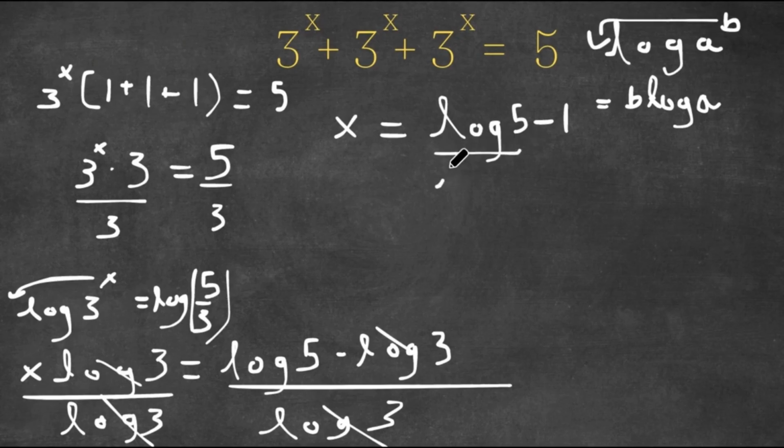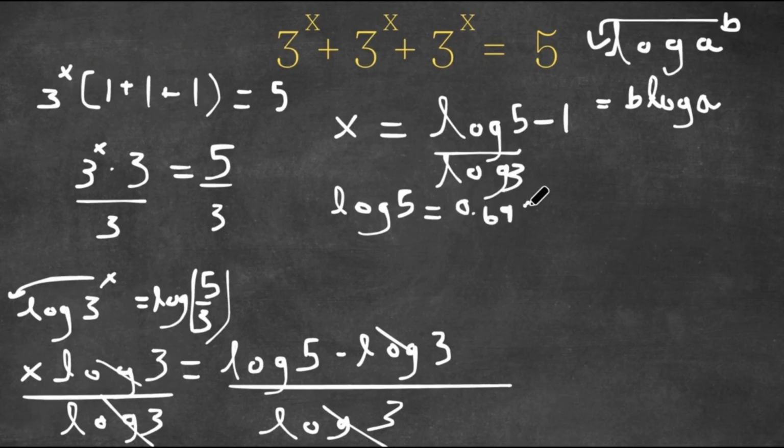And log 5, sorry, is for log 3. So now the value of log 5 is equal to approximately 0.6990, and the value of log 3 is equal to 0.4771.